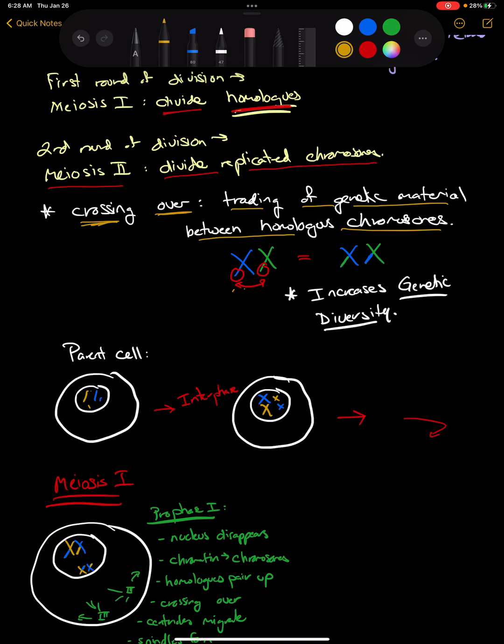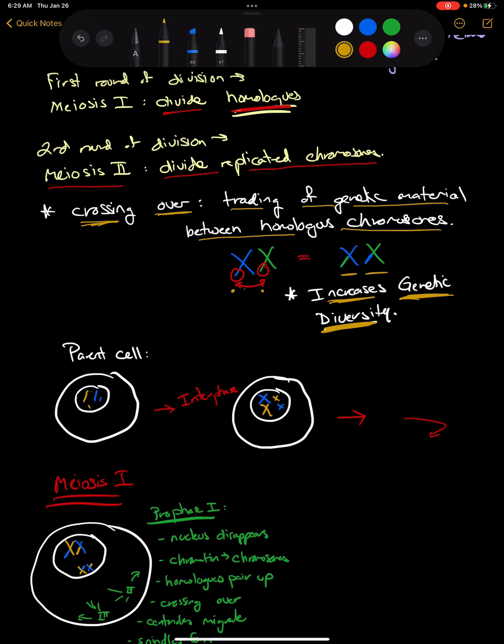But maybe this leg right here and this leg right here trade places. And so now I have a big blue X with a green leg and a big green X with a blue leg, right? They still code for the same information, but now they're in a different order. So that means I'm going to increase genetic diversity. Every time I do crossing over, I get to increase genetic diversity, which is really, really good.